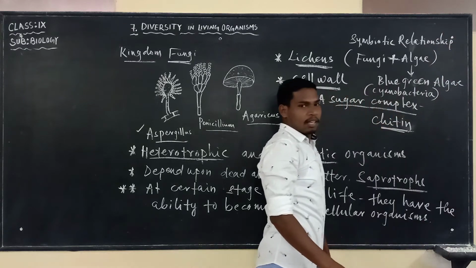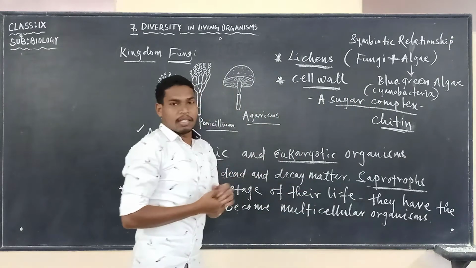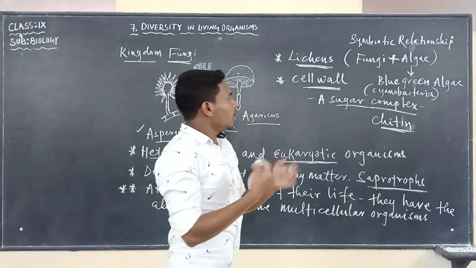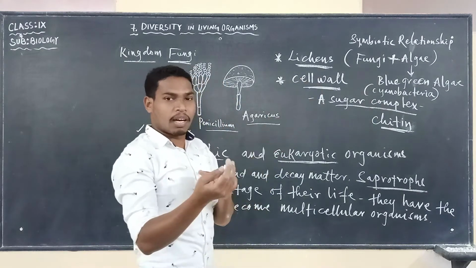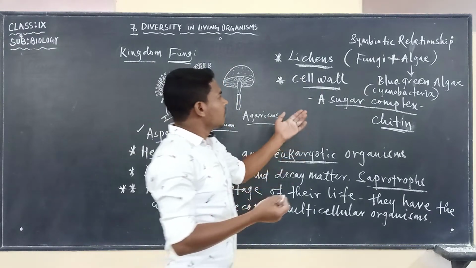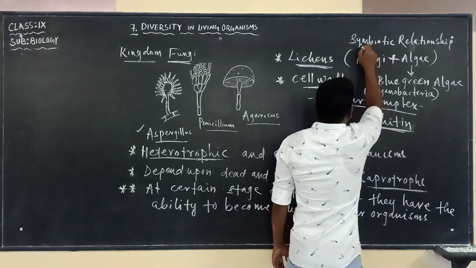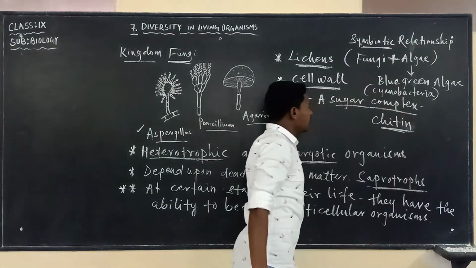Okay, symbiotic relationship. They are living together and they have a mutual relationship. They cannot harm each other. That is a mutual relationship, and we call it a symbiotic relationship.